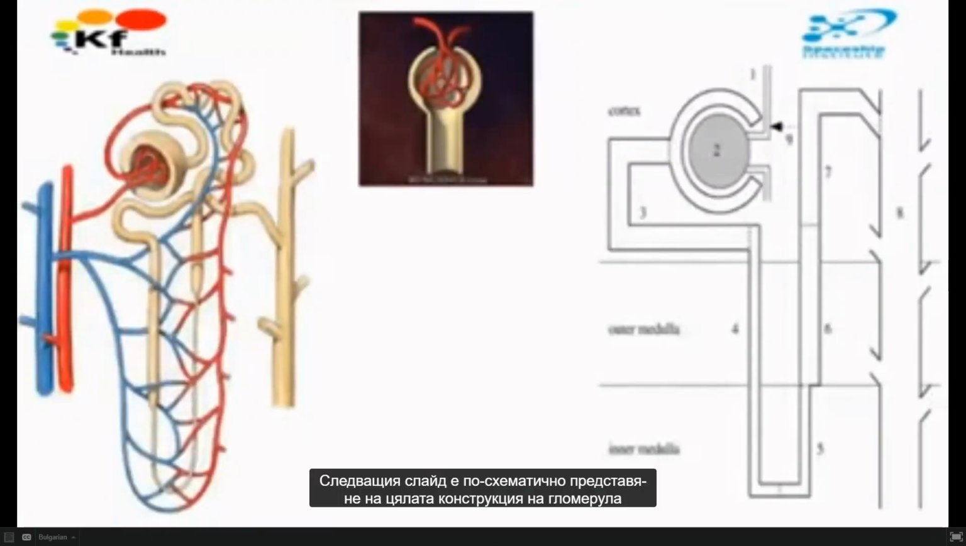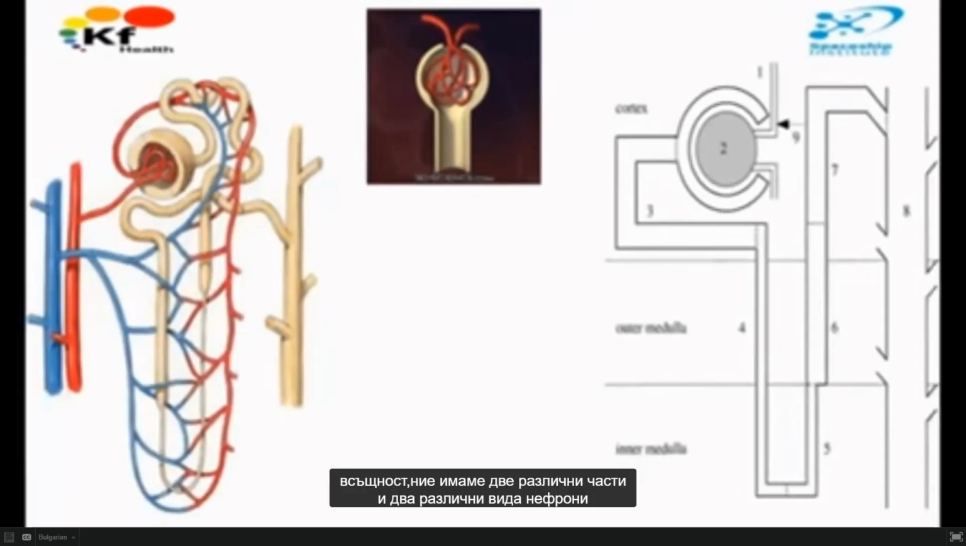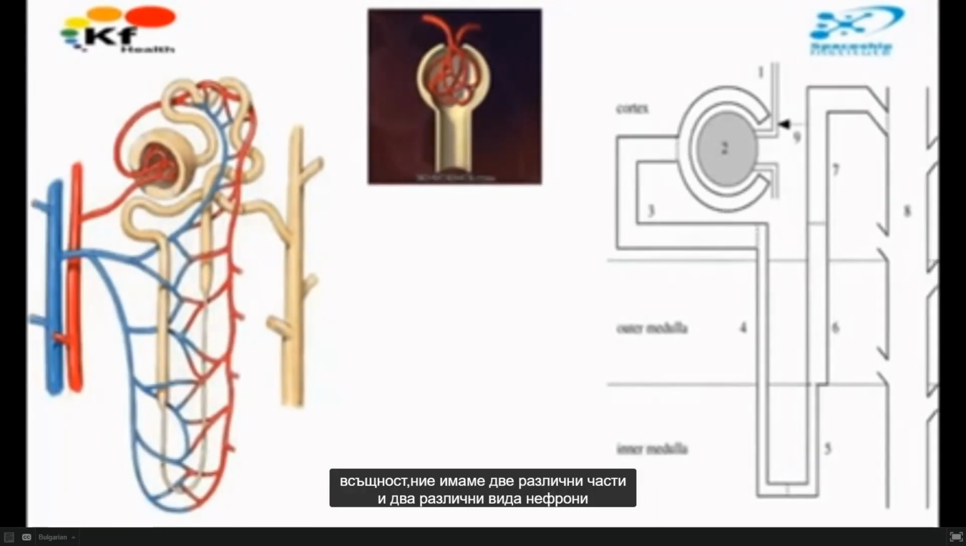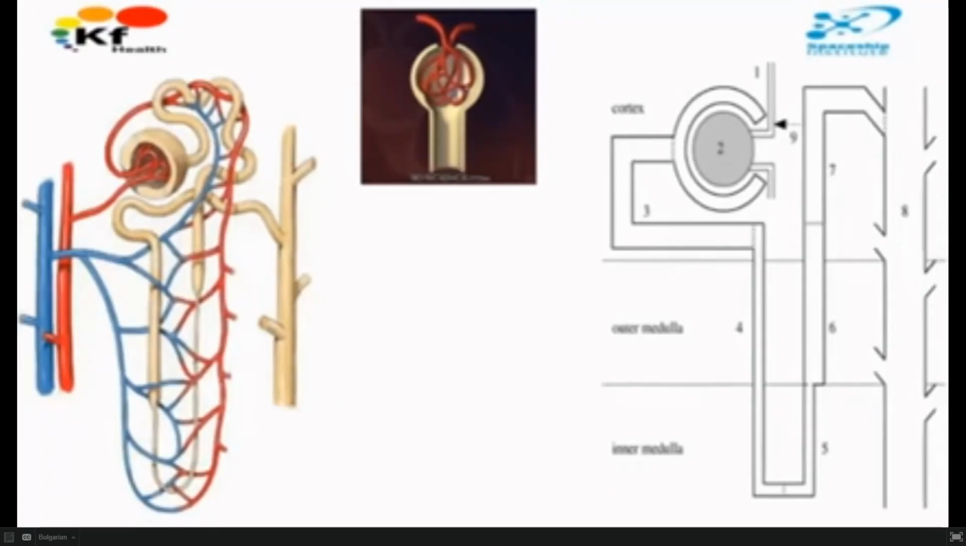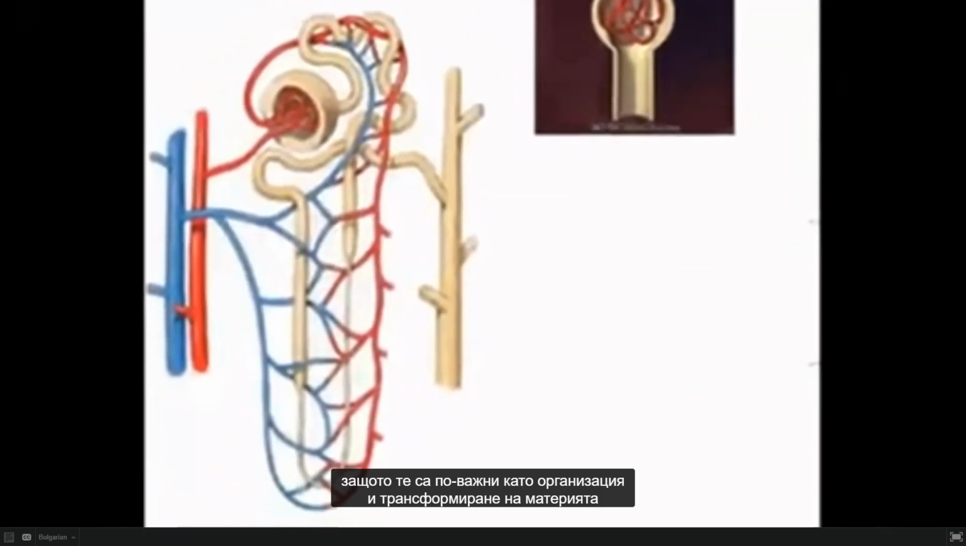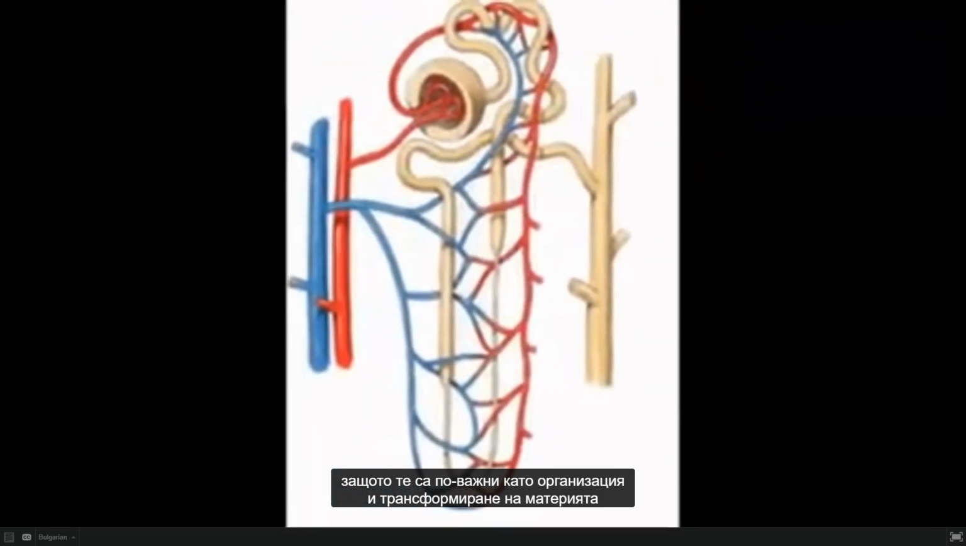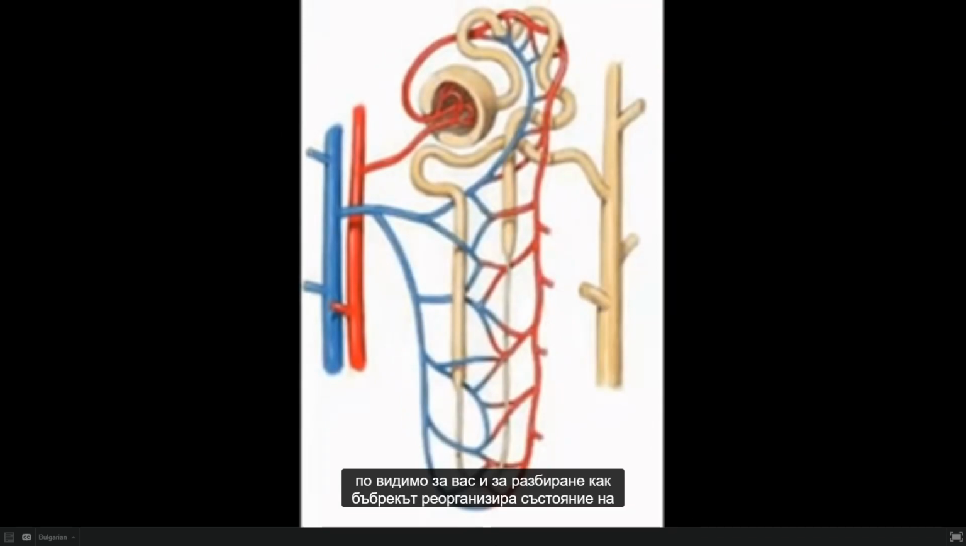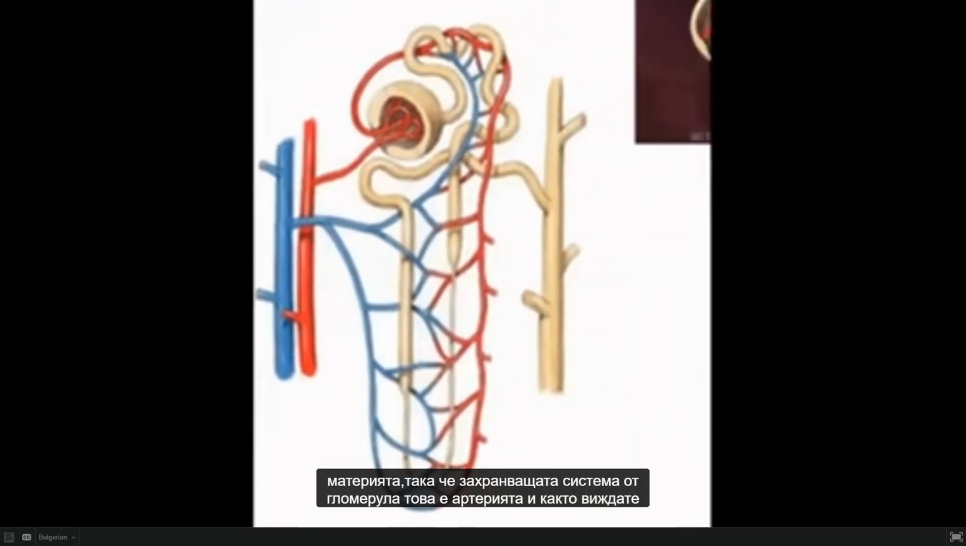Okay. The next slide is a more schematic representation of the whole construction of the glomerulus. Actually, we have two different parts and two different kinds of nephrons in our kidney. And we'll speak more about the medullary kind of nephrons because they are more important for the organization and transforming of matter, more visible for you to understand how the kidney reorganizes the state of matter.